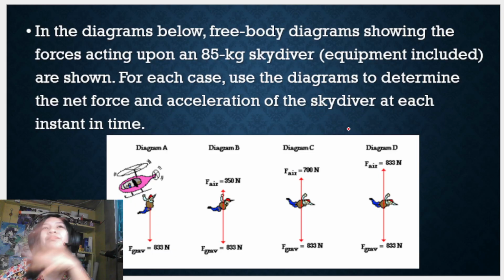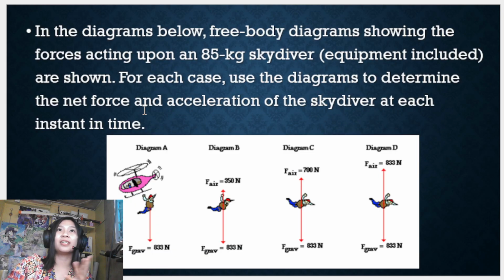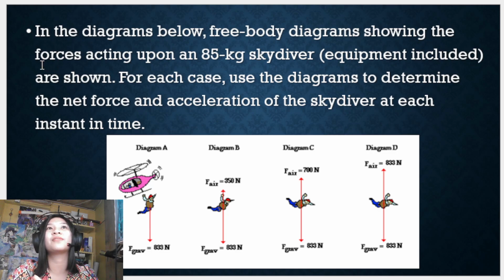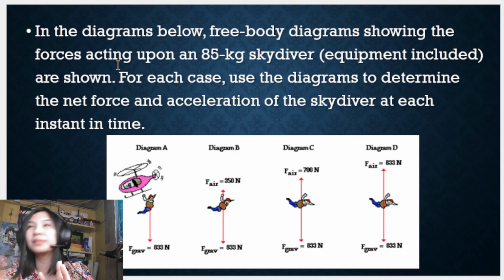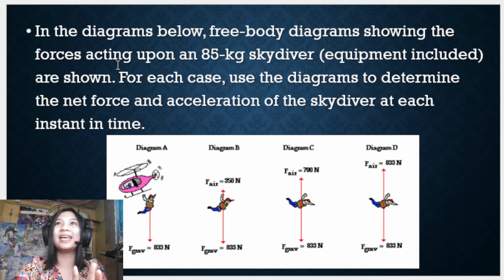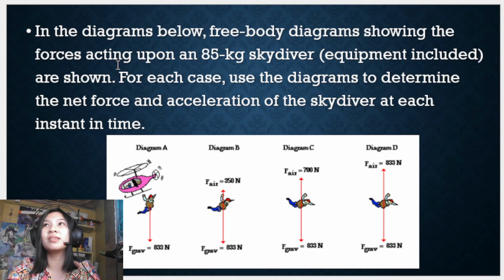For example, here. In the diagrams below, free body diagram showing the forces acting upon an 85 kilogram skydiver. So the mass is 85 kilogram, equipment included. So for each case, we will use these diagrams to determine the net force and the acceleration of the skydiver at each instant in time. So same rin siya nga diver, okay? Same rin na siya nga diver kani sa diagram A, B, C, D, but different time.